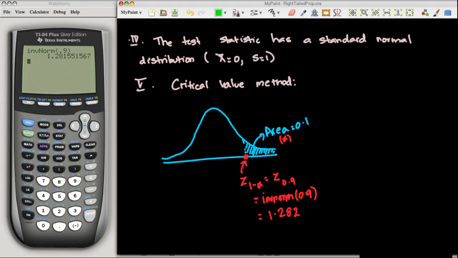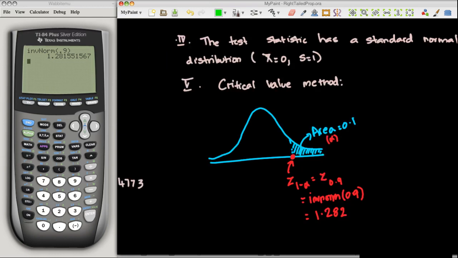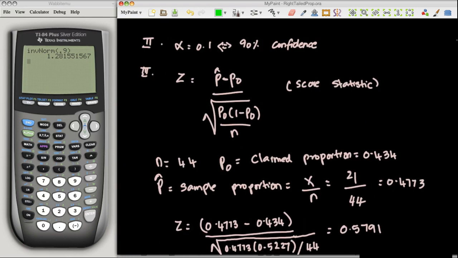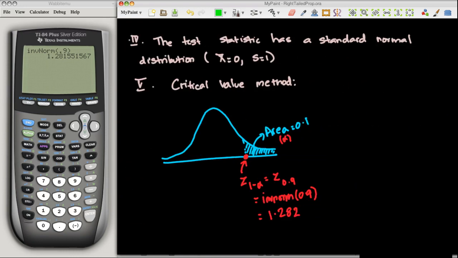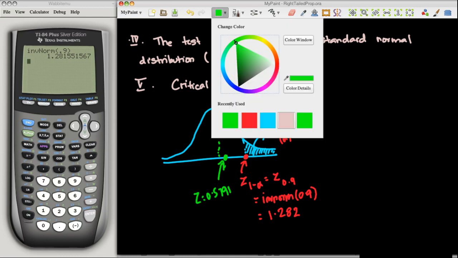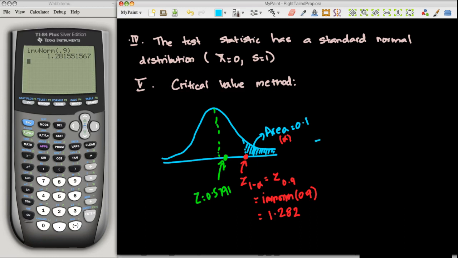So the critical value is at 1.282, and the test statistic from the previous part, step 3, is 0.5791, which is right over there, close to 0. The test statistic did not cross over the critical value into the rejection region. Therefore, with 90% confidence, we fail to reject the null.